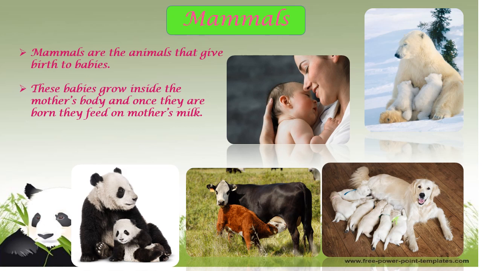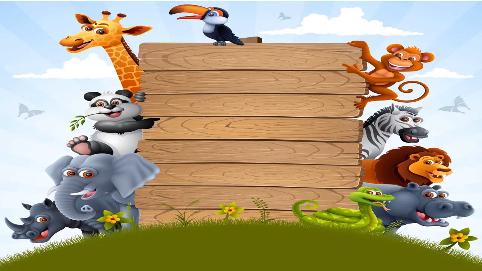Let us see what they are. All right, some characteristics of mammals: they have hair on their body, whereas whales and dolphins do not have. See, most of the mammals have hair.